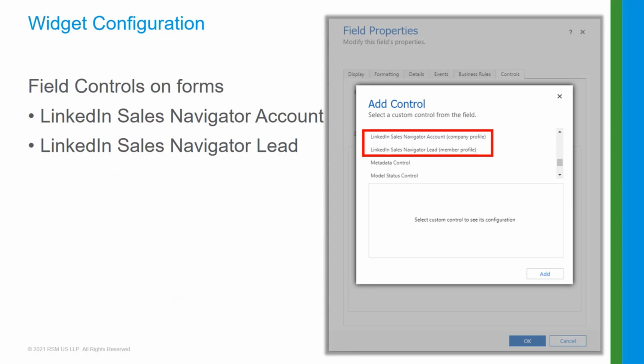And I'm sure most of you have worked with controls, right? You double click on the field, you click on controls. If this is related to an account, then you pick the Sales Navigator accounts company profile control. If this is related to a contact or a lead, you're going to pick that LinkedIn Sales Navigator lead because that's the member profile in LinkedIn Sales Navigator. And that's really all you have to do. Just save and publish your changes and that's it.